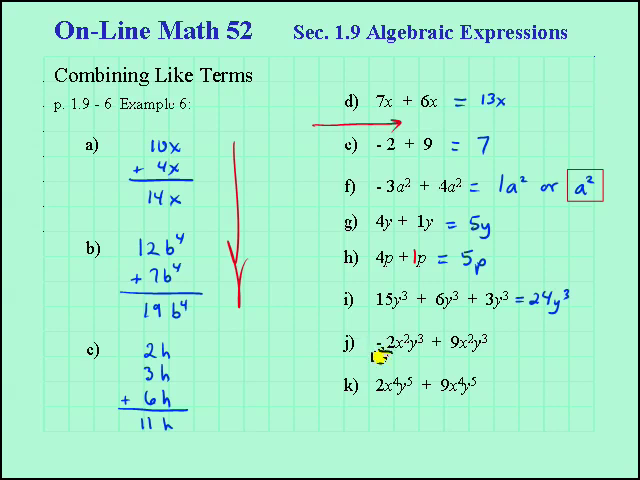And here negative 2, let's check the variable cluster, because this is starting to get a little confusing. x squared y cubed, x squared y cubed. Exactly the same. So it's just a matter of combining their coefficients. Negative 2 of them and positive 9 of them are 7 of them. So equals 7x squared y cubed.